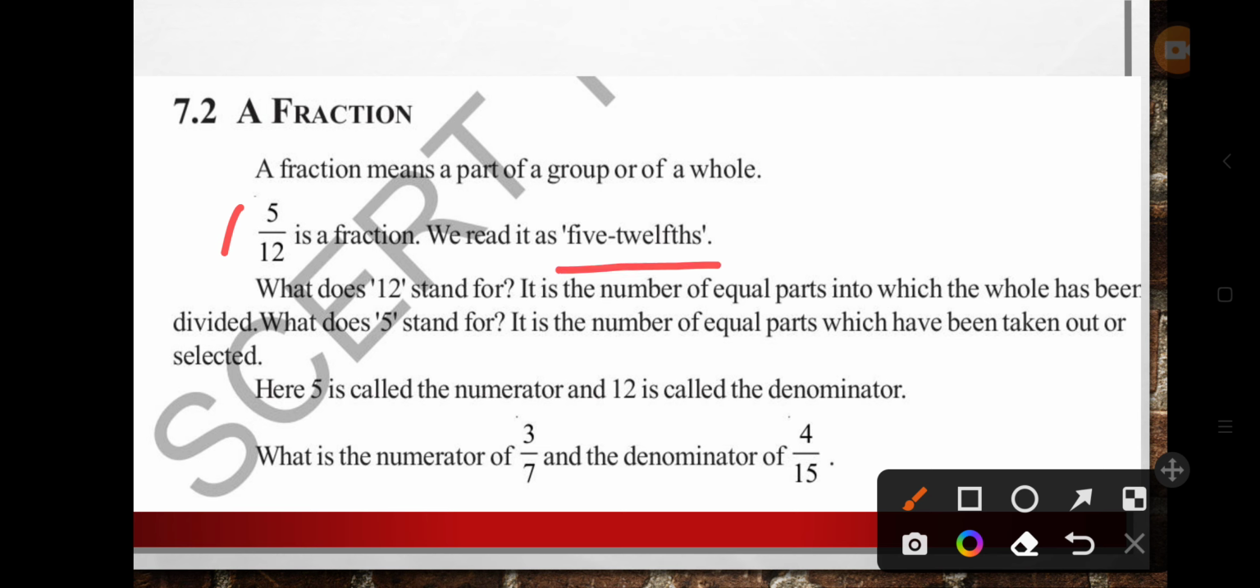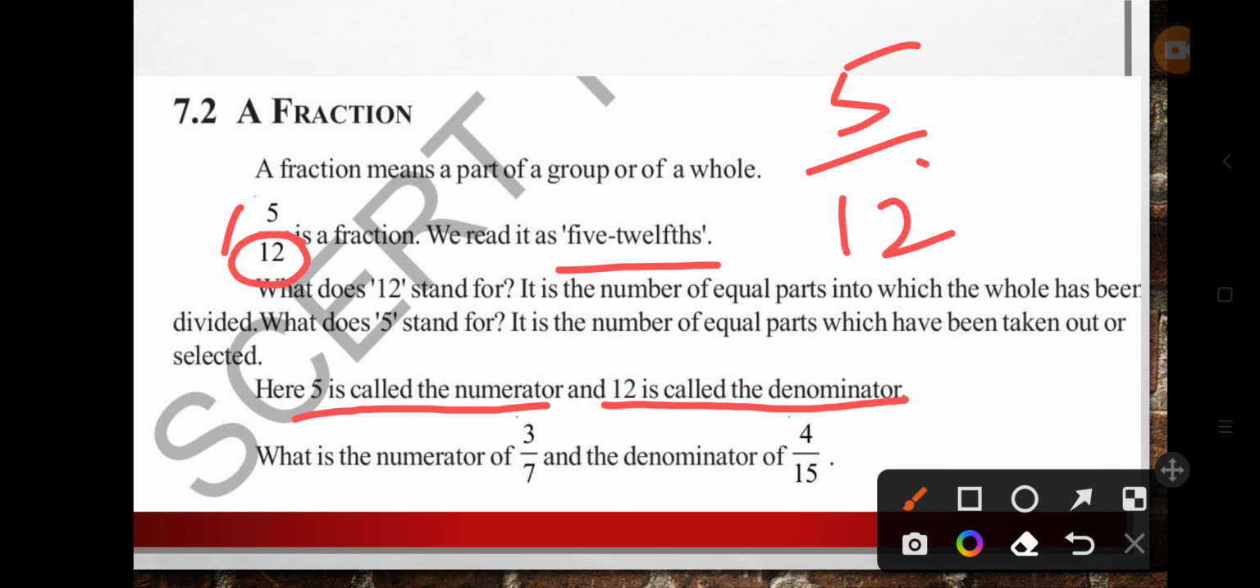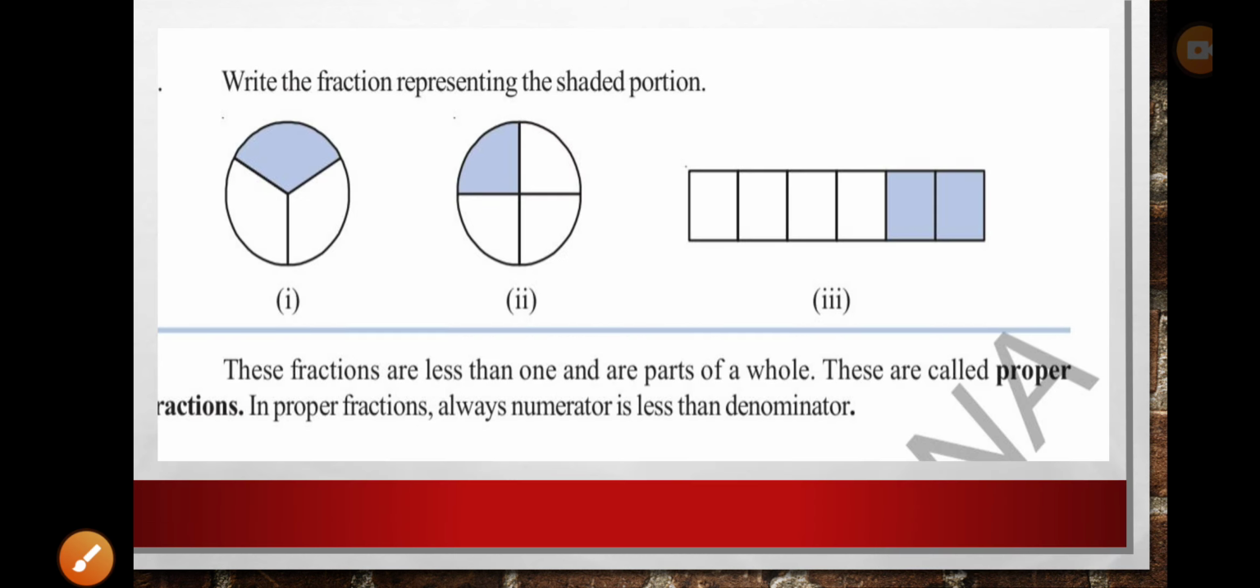Okay, here the 12 is called the denominator, and 5 is called the numerator, and the line separating the two numbers is called the vinculum. So in this, what is the numerator? 3 is the numerator and 7 is the denominator. In this, 4 is the numerator and 15 is the denominator. This is the first important concept.